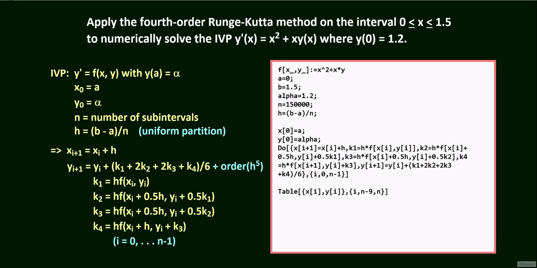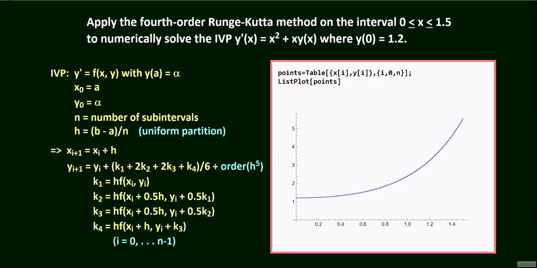Since we will be plotting all the points, i has to go from 0 to n within the Table command. We call the set of points points. We type a semicolon after the Table command so as not to flood the screen with the coordinates of all the points. We apply the ListPlot command. We ListPlot points. We execute the code. This is the plot of the points for the approximate solution when n equals 150,000. As an exercise, the viewer can try to plot the points for different values of n and superimpose the different plots for comparison.